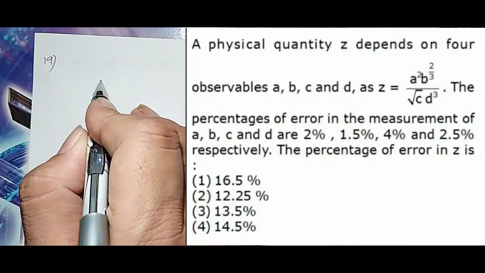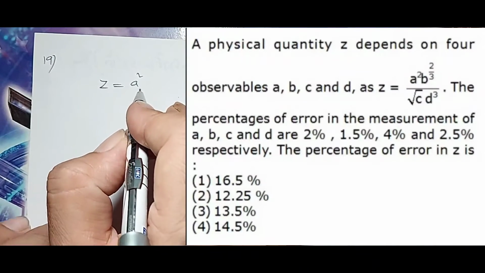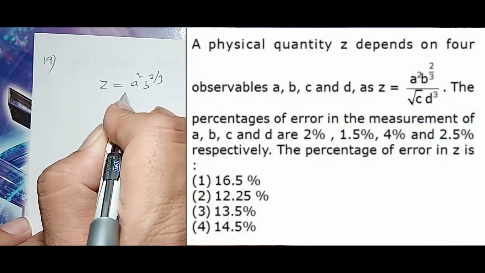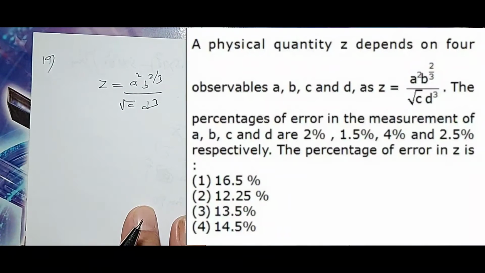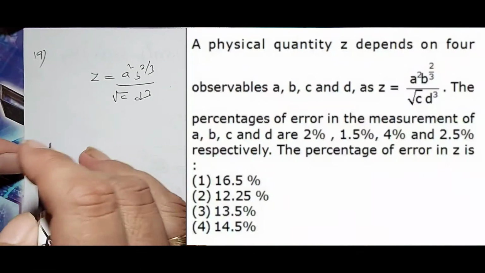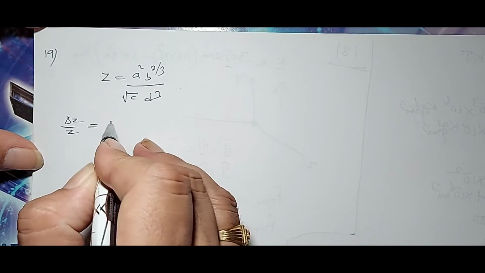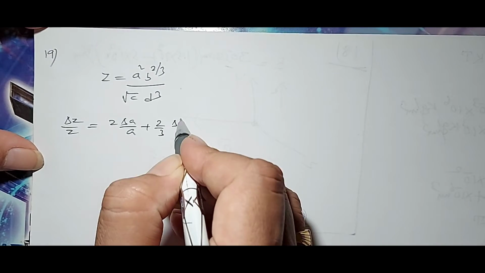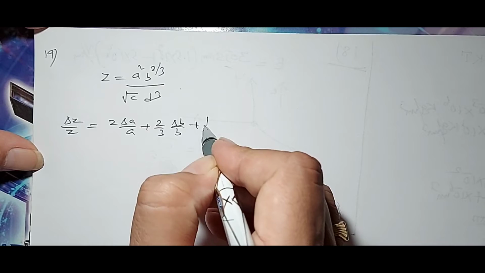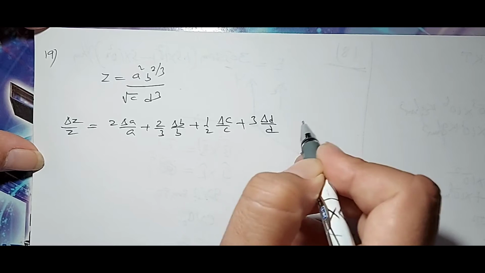So here what they given, Z is equal to A square B to the power of 2 by 3 divided by root C D cube. They ask the percentage error in Z. So here delta Z by Z is equal to 2 into delta A by A plus 2 by 3 into delta B by B plus 1 by 2 into delta C by C plus 3 into delta D by D.